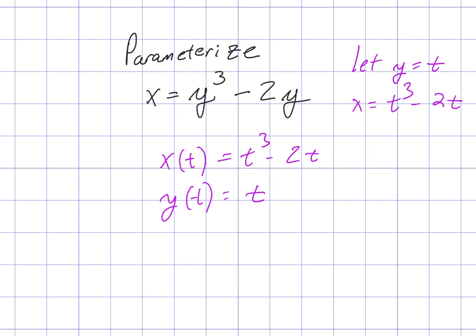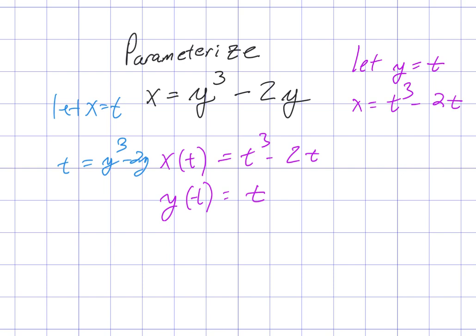If you did it the other way and tried to let x equal t, then you'd have a lot more work to do, because then you'd have t equals y cubed minus 2y. You'd have to somehow find a way to solve that for y, so you'd know what the value of y is with respect to t. That's a lot of work.